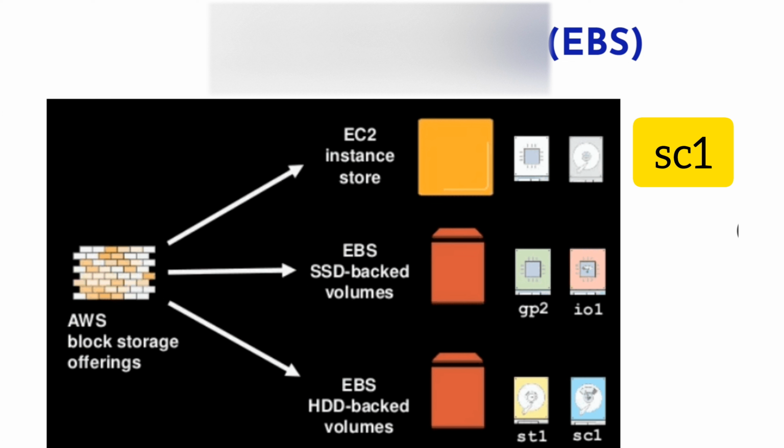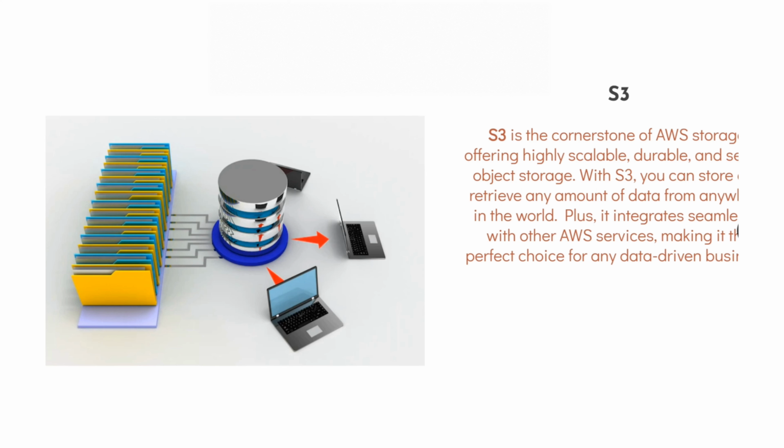This is the lowest cost and lowest performance option in terms of input-output operations per second. It operates at relatively low throughput, at 250 megabytes per second, ideal for infrequent access workloads where low cost per gigabyte is important.